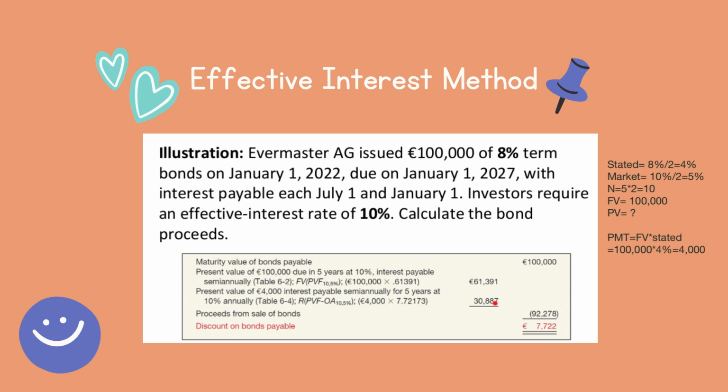Now we add these two, the present value for the face value and the present value for the payment. It's 92,278. So this is the present value. Okay, present value, as you can see, it will be lower than the face value. Why? Because the stated is lower than the market rate. Okay, so this is the difference. It has to be amortized. We call it discount on bonds payable. This is the difference between the two.